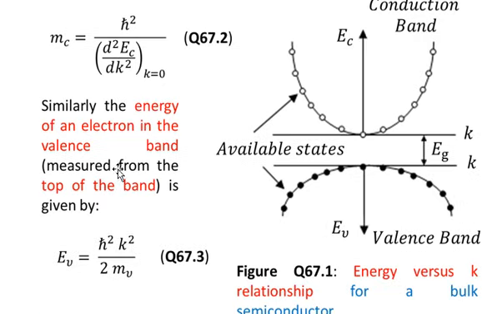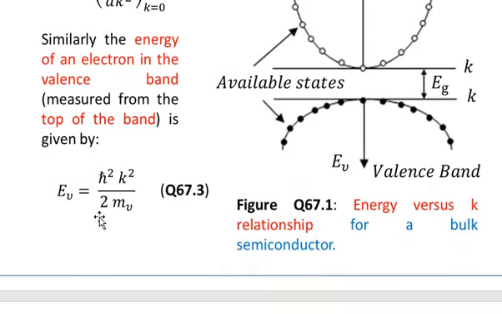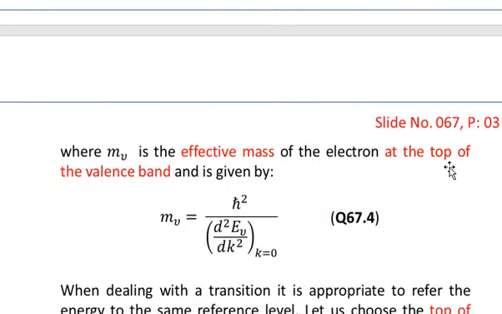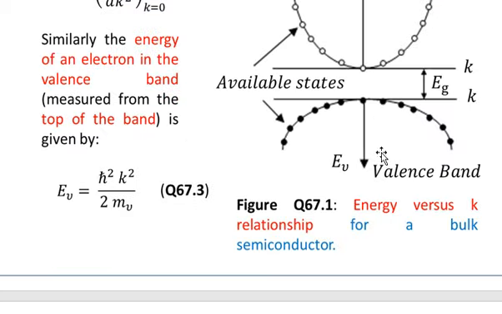Similarly, the energy of an electron in the valence band measured from the top of the band is given by Ev is equal to h bar square k square over 2 mv. So this energy has been measured from the top of the valence band, where mv is the effective mass of the electron at the top of the valence band, again where k is equal to 0. That is this point where k is equal to 0 and the parabola is touching the k axis. So this is the point where we have the reference, and the mass of the electron in the valence band is measured at this point.